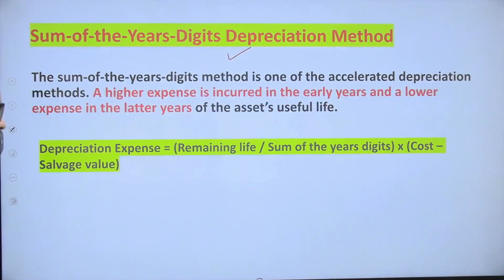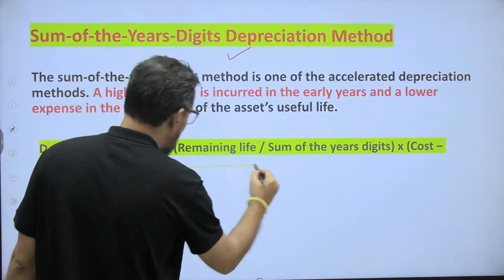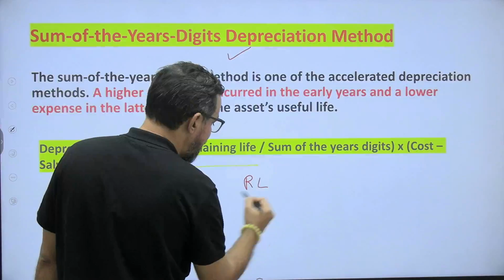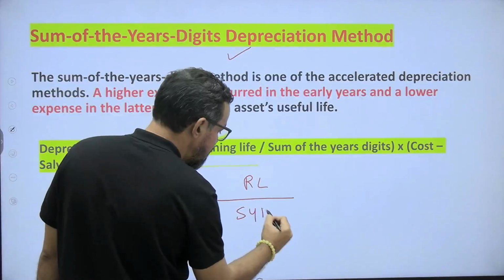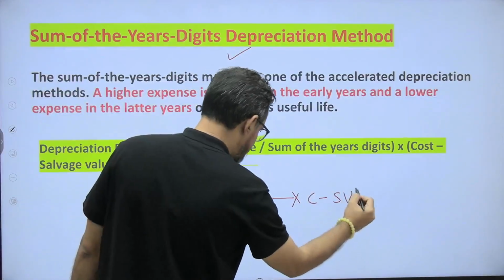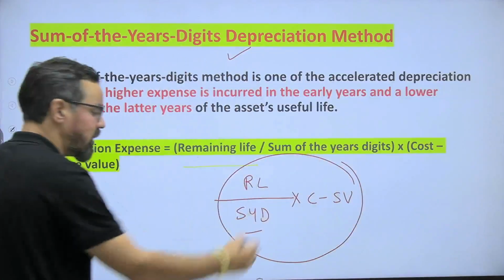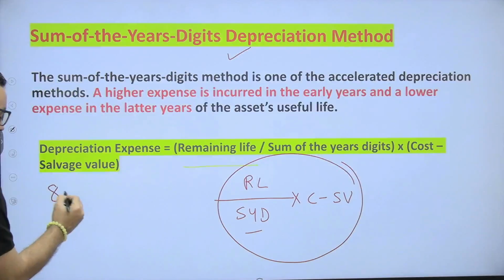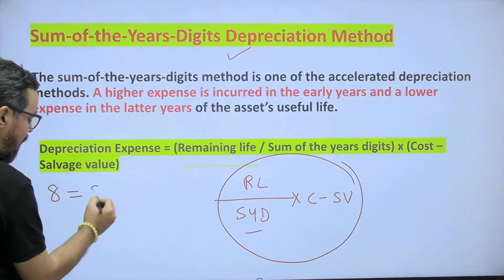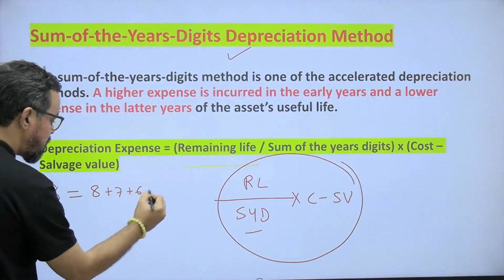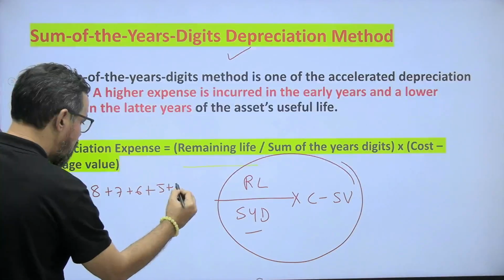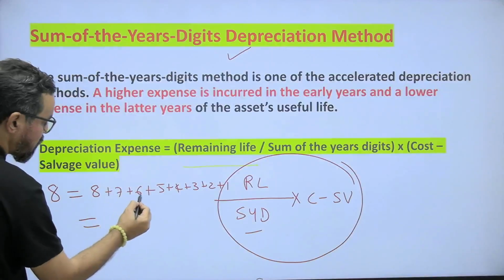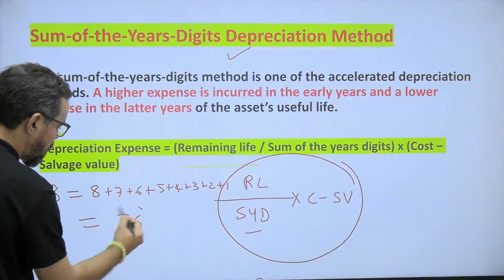So, depreciation expense: remaining life. All right, I hope you remember the formula which I have mentioned: remaining life divided by sum of year digit, into cost minus salvage value. How do you calculate the sum of year digit? Let's say for 8 years. For 8 years, how will you calculate this? It is 8 plus 7 plus 6 plus 5 plus 4 plus 3 plus 2 plus 1, which is equal to how much? 36. Okay, so it will be 36.